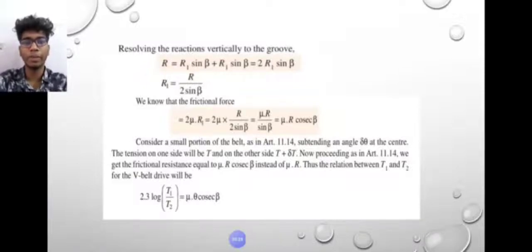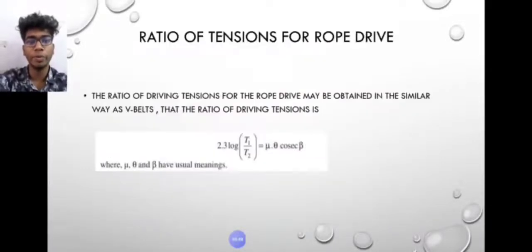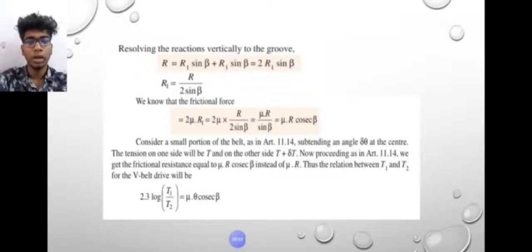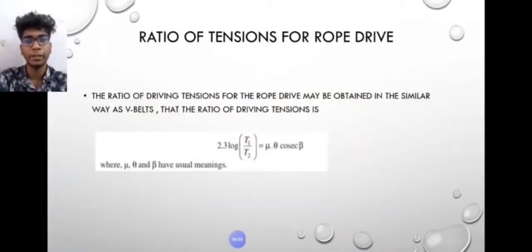Consider a small portion of the belt as in the given diagram, subtending an angle delta theta at the center. The tension on one side of the belt will be T, and on the other side T plus delta T. Now proceeding, we get the frictional resistance equal to mu R cosecant beta instead of mu R. Thus the relation between T1 and T2 for the V belt drive will be 2.3 log T1 by T2 is equal to mu theta cosecant beta.